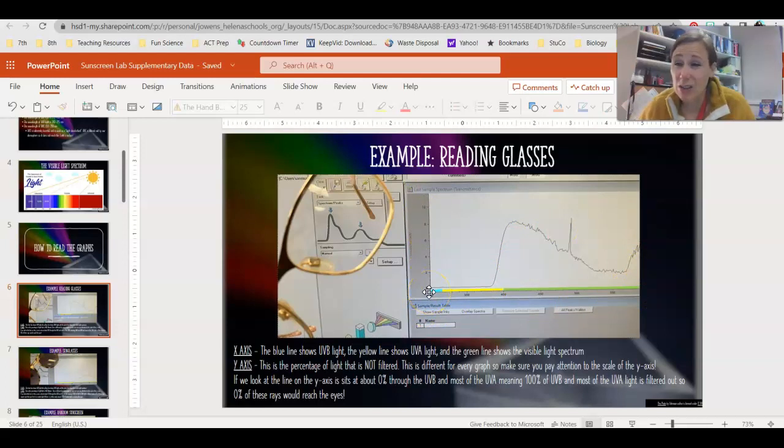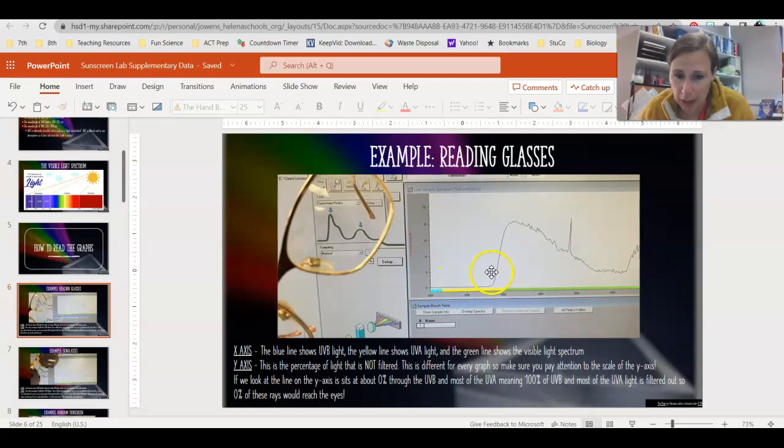When you are looking at these graphs, be sure to pay attention to the y-axis because it's going to be different every time. You're not going to see the same 0 to 10 scale. In this case we have 0, 2, 4, 6, 8, 10. This shows us the percentage of light that actually made it through the glasses. In this case, our line is pretty flat, right at 0%.